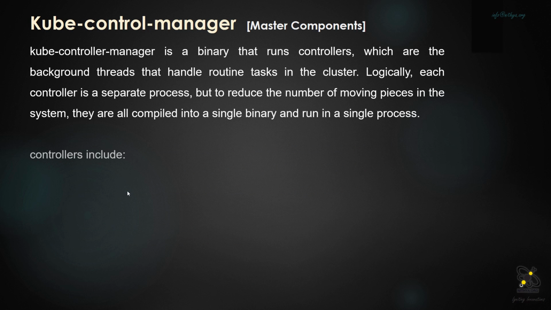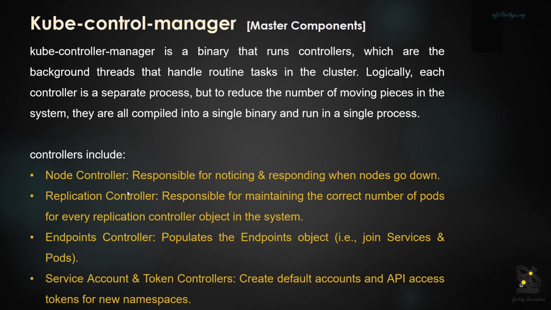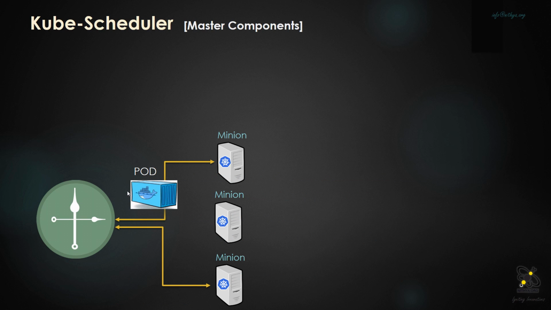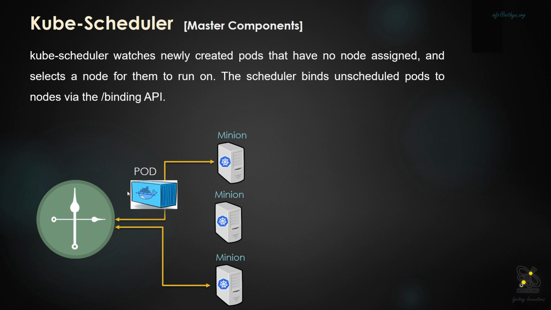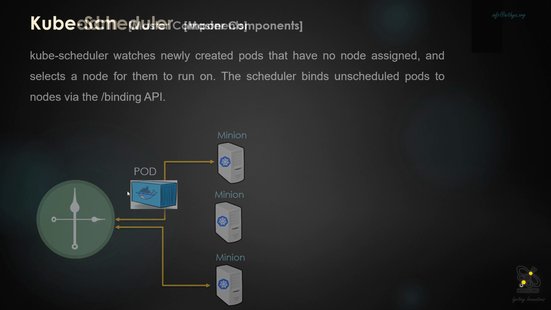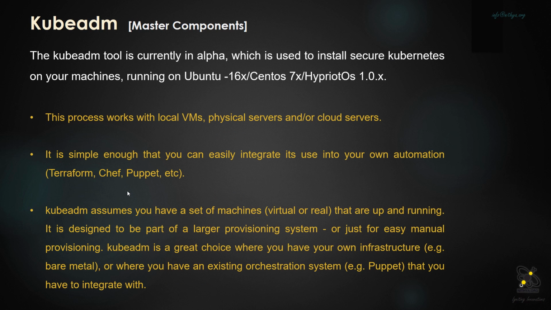The next component is kube-controller-manager. It controls nodes, replications, endpoints, the service and token services across the clusters. Another important component is the kube-scheduler, which helps you schedule the pods on any of the minions available to us. Another important thing is kubeadm, the upcoming tool for automatic provisioning of secured Kubernetes clusters, for the configuration and running of the containers in an automatic manner.